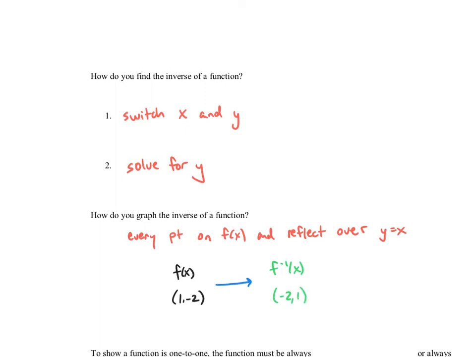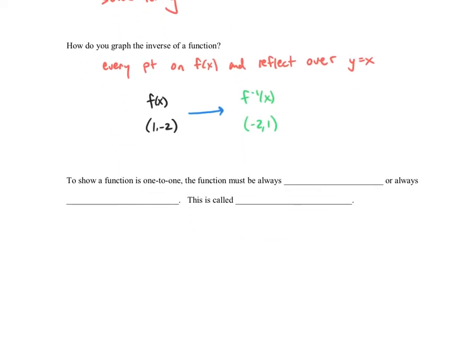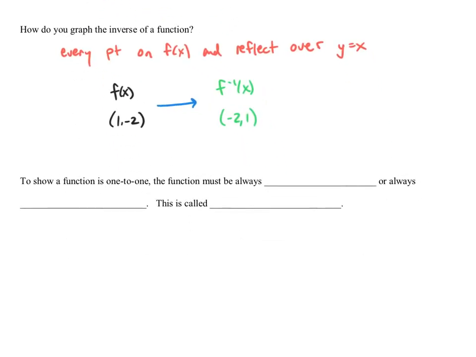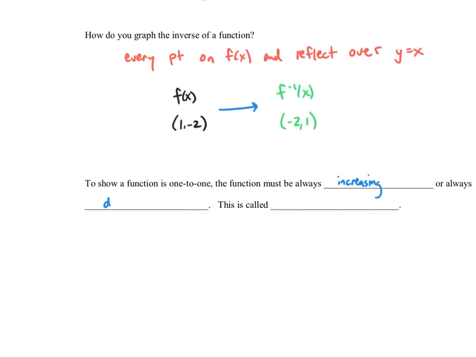We use this in calculus a little bit because we take the derivative of an inverse. We won't be talking about it necessarily during this section, but with the derivative of an inverse, often we need to use this relationship where points are reflected over the y equals x line, because that is the way we are able to get the value we're trying to find the slope of. To show a function is one-to-one, the function must be always increasing or always decreasing.